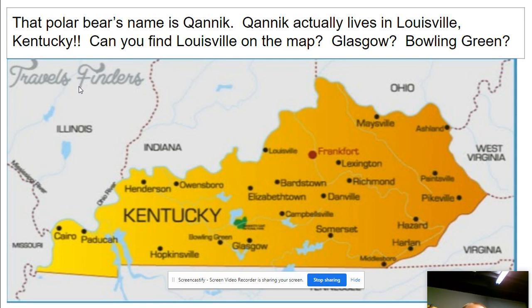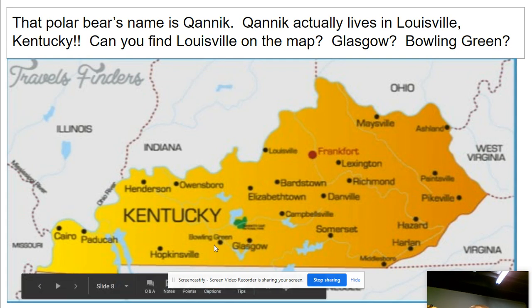Can you find Louisville on a map? Glasgow, Bowling Green? Okay, so Louisville is right here. You may have been to Louisville, or maybe you've heard of it, but it's the largest city in the state of Kentucky. It is just west of our capital, Frankfort. And this is Glasgow. This is Bowling Green. Park City would be somewhere right in between, probably close to Bowling Green, or maybe up here in this area, maybe below Mammoth Cave.